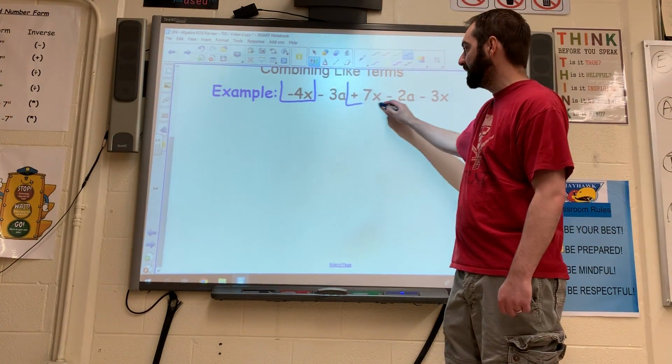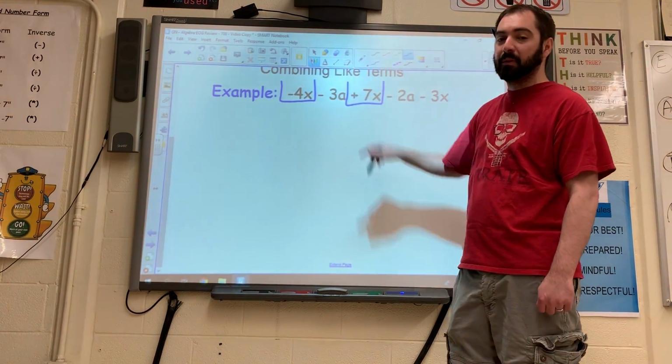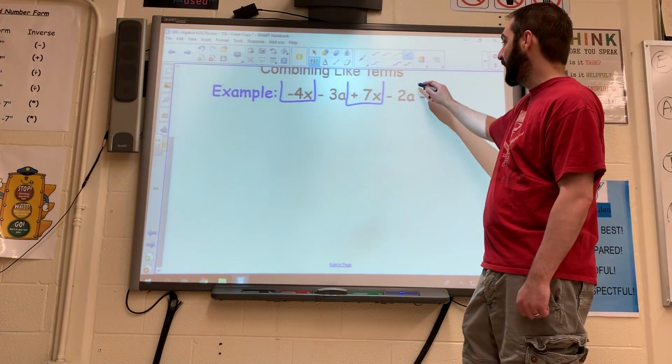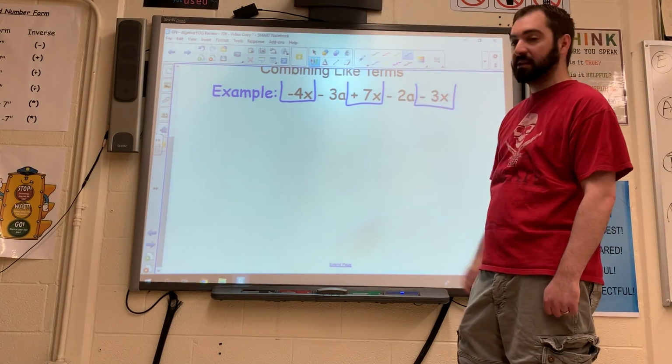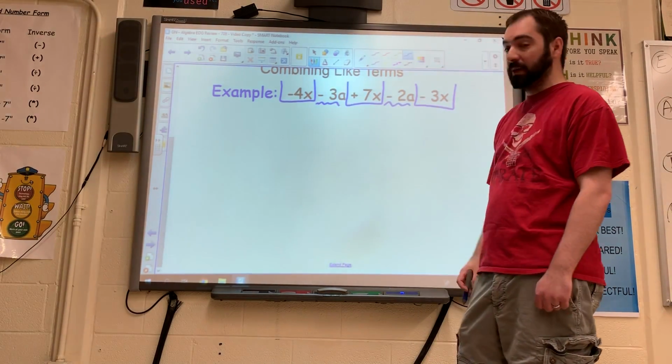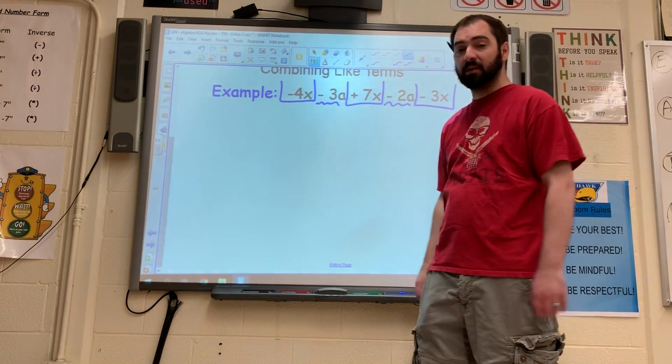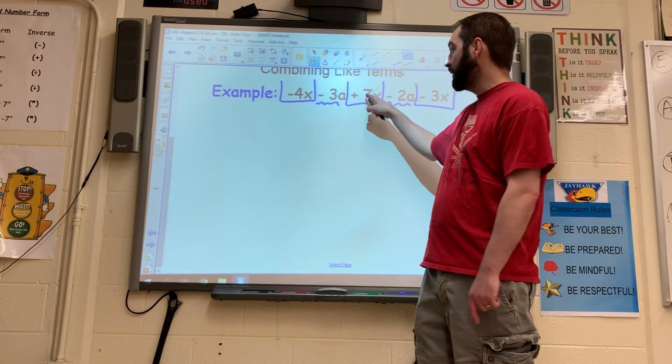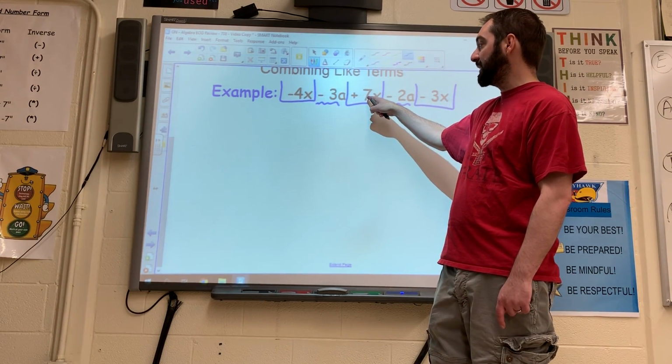I have a positive 7x. Again, I know that because of that plus sign in front of 7x. And I also have a negative 3x, again, because of that negative sign. I have a negative 3a and a negative 2a. Well, from there, we can pick up the calculator and just follow the symbols. Negative 4 plus 7 is positive 3.